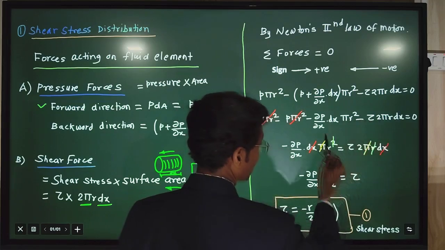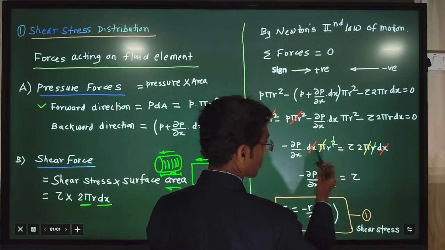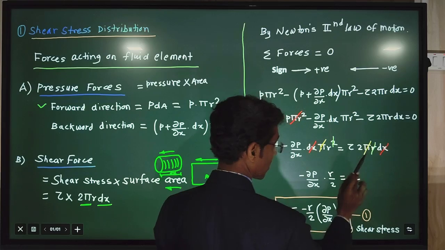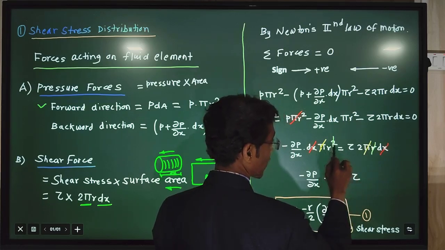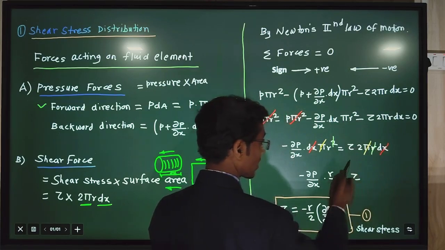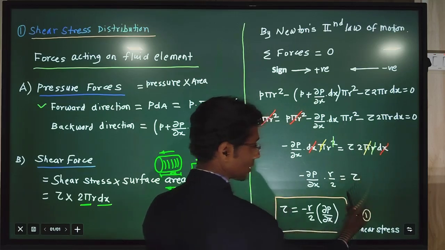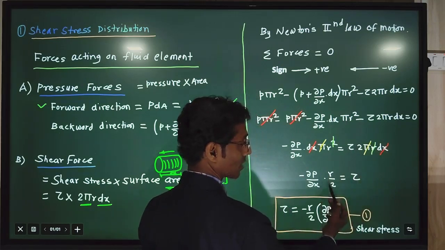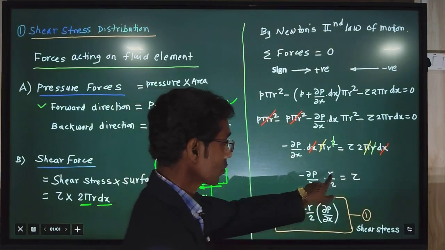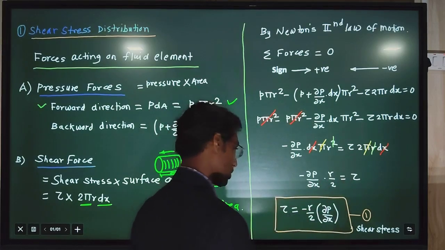The rest of the terms we write here. Observing this, we find that on both sides dx is the same, so it gets cancelled, the pi term gets cancelled, and r square and this r get cancelled. Whatever remains, we write. While writing, we take tau on the right side. This 2, if we bring it to the left side, comes in the denominator. So the equation becomes minus delta P by delta X into R by 2. This is the shear stress. We call this equation number 1.